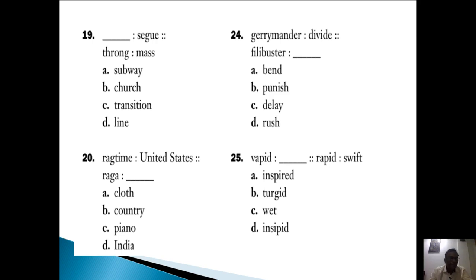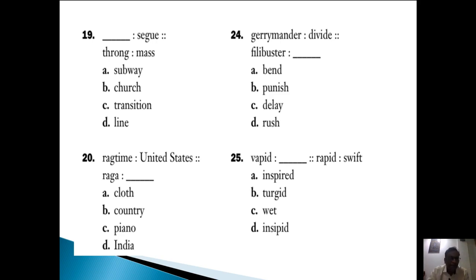Next, question number 19. What equal to sage as strong equal to mass? A transition is a synonym for a sage, and a strong is a synonym for a mass.